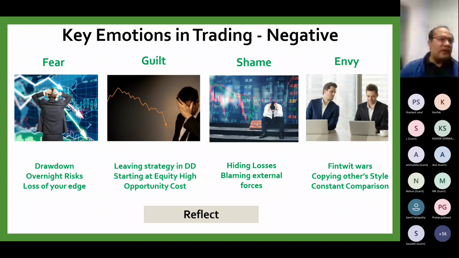And eventually what this all is, what we talked about, reflection. So we have to reflect on all our negative emotions. What are these negative emotions? Where are they arising from? Are they arising from the fear of drawdown? Are they arising from leaving the strategy at DD or starting at equity high? Are they arising from us hiding our losses from our family, from our peers, from our friends, everyone?